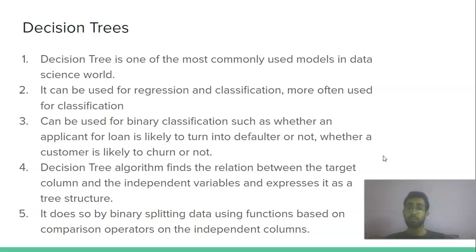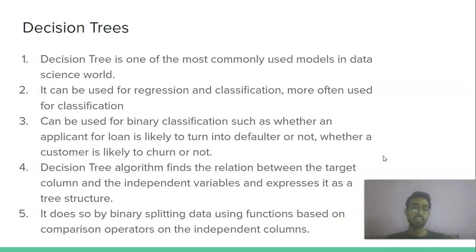So this can be used for binary classification, like whether a person is going to become a defaulter or not, or whether a person is having cancer or not, etc. You know classification, right? So how does this work?